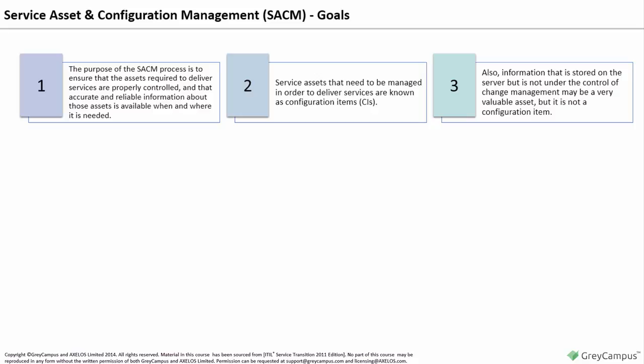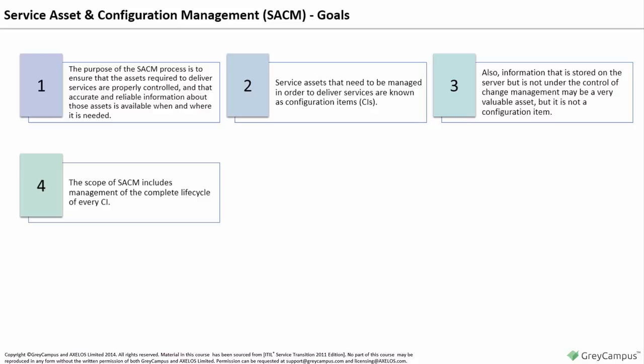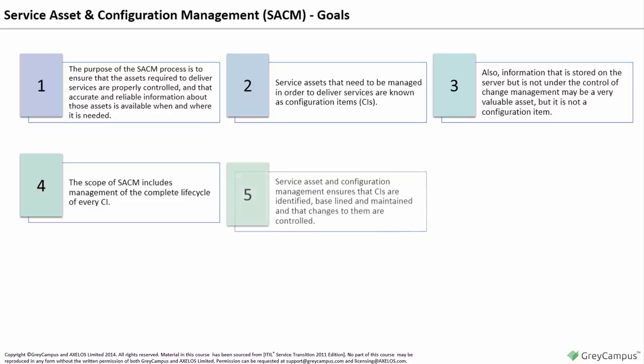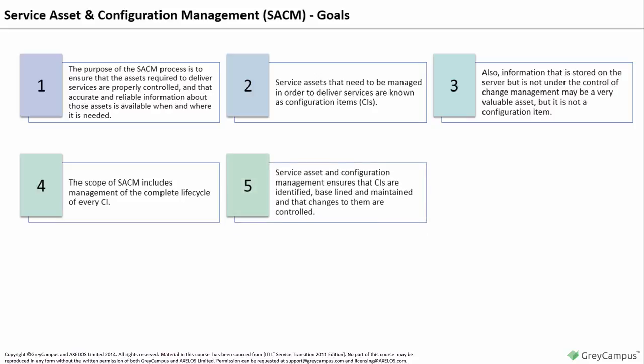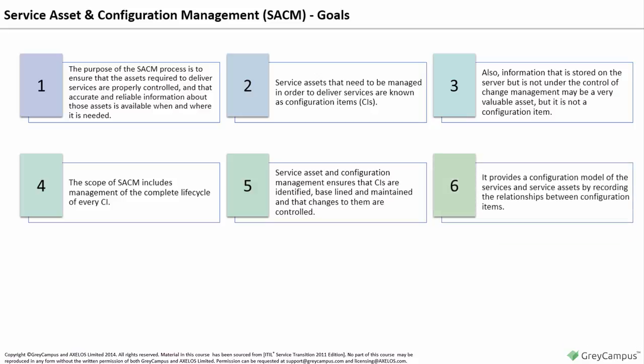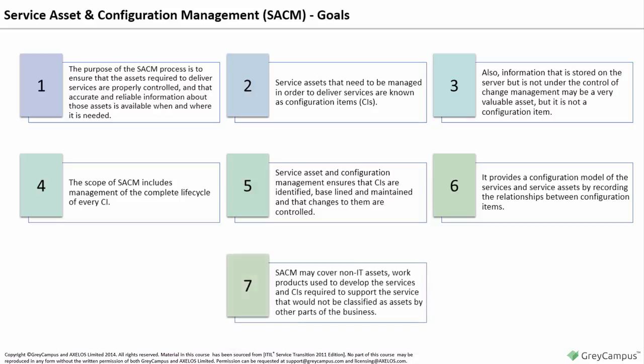It is important to note that many virtual assets, such as virtual servers or networks, may be CIs and require the same management control as physical assets. The scope of SACM includes management of the complete life cycle of every CI. Service Asset and Configuration Management ensures that CIs are identified, baselined and maintained, and that changes to them are controlled. It also ensures that releases into controlled environments and operational use are done on the basis of formal authorization. It provides a configuration model of the services and service assets by recording the relationships between configuration items. SACM may cover non-IT assets, work products used to develop the services, and CIs required to support the service that would not be classified as assets by other parts of the business.